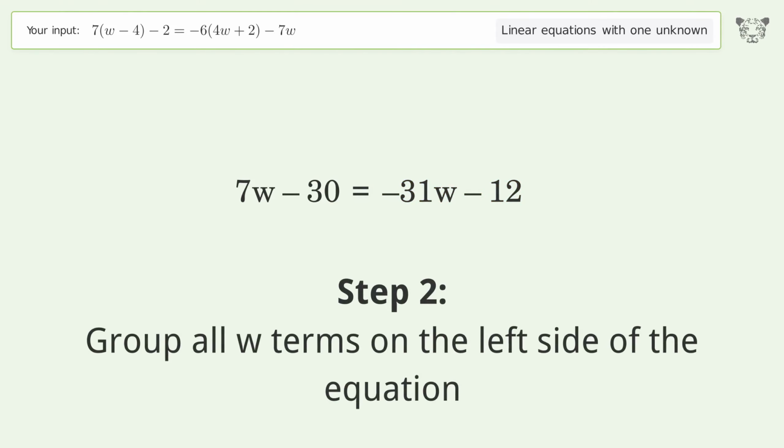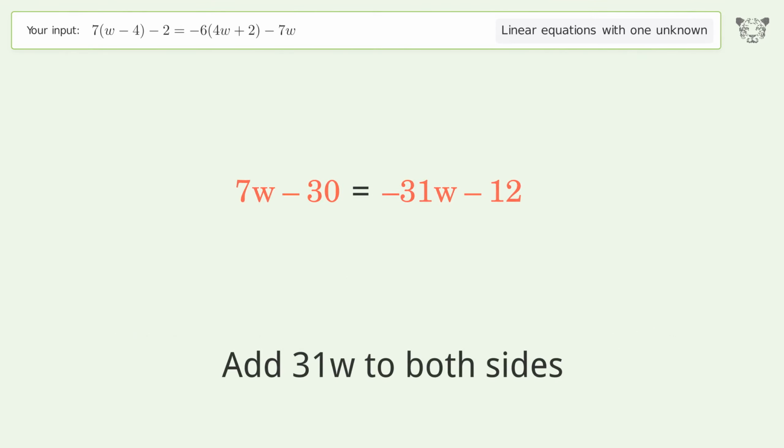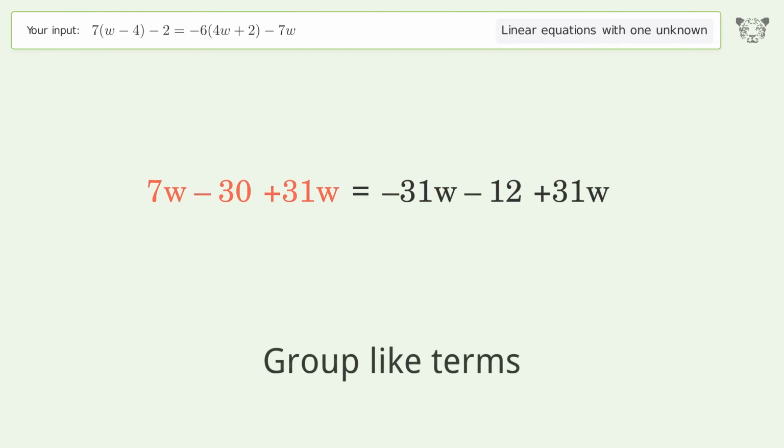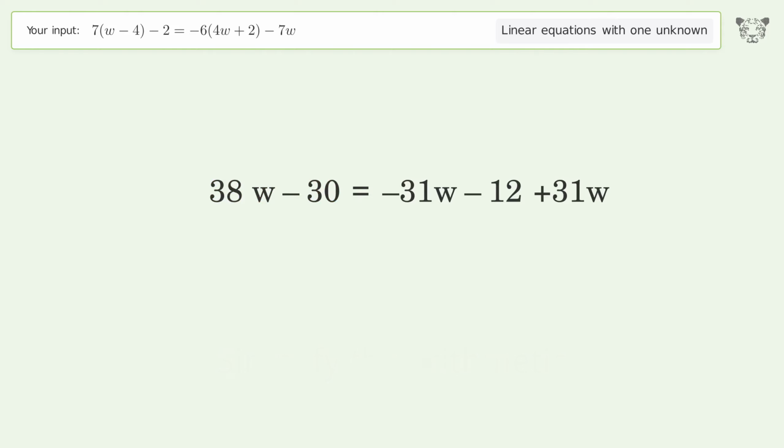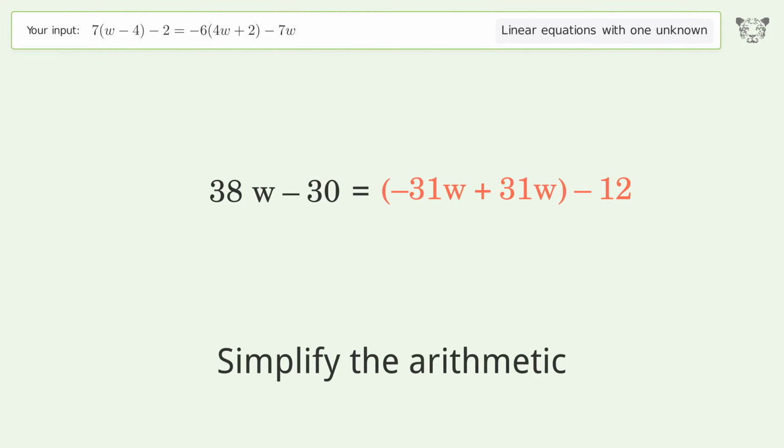Group all w terms on the left side of the equation. Add 31w to both sides. Group like terms. Simplify the arithmetic. Group like terms. Simplify the arithmetic.